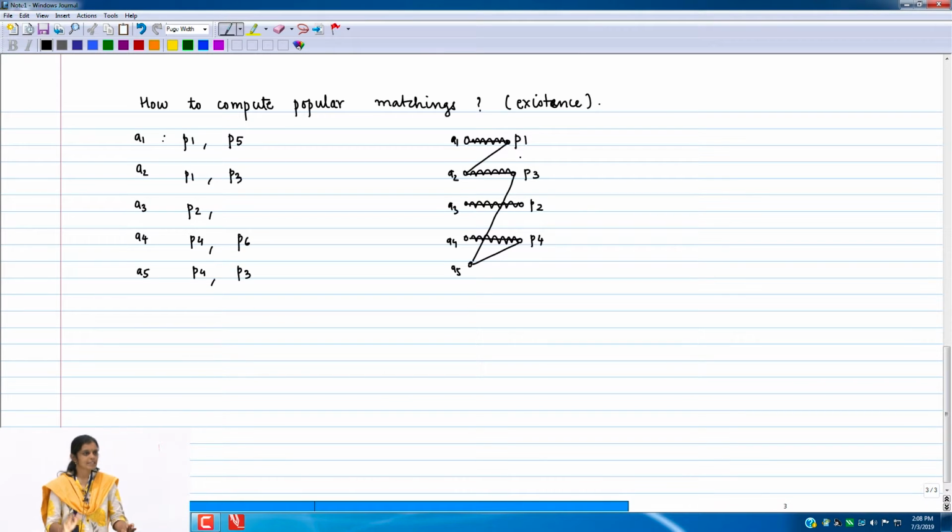Now, is this a candidate for a popular matching? We have never shown yet that a matching is popular except for one case where that was a trivial example. We haven't shown that some non-trivial example is a popular matching, but it is fairly easy to show that something is not popular by exhibiting a more popular matching. So is this matching a popular matching?